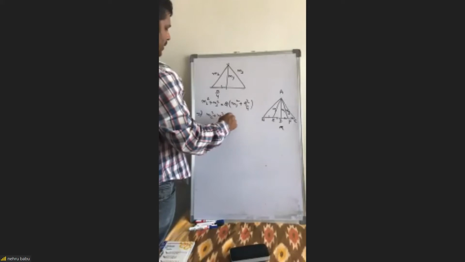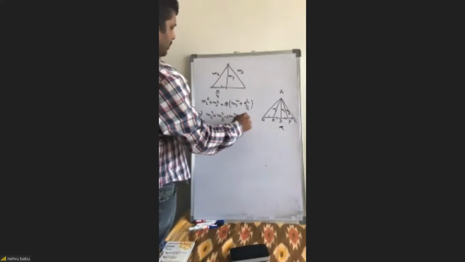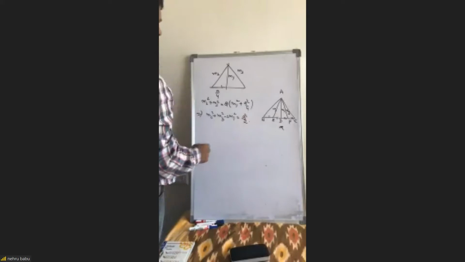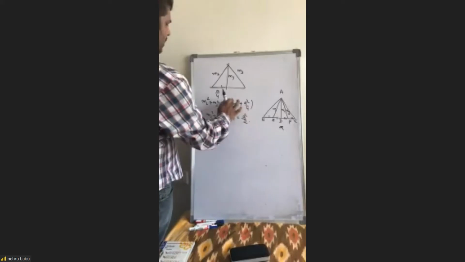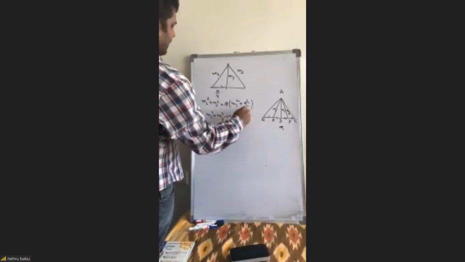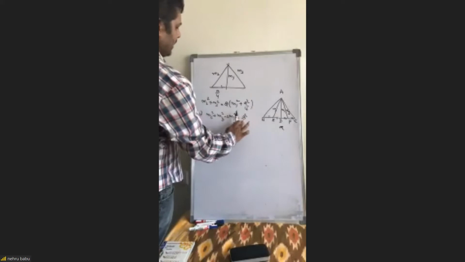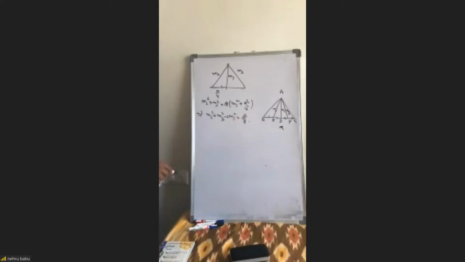So M2 square plus M3 square minus 2M1 square equal to 2 times (A by 4) whole square, so this is A square by 16 times 2, that is A square by 8. So M2 square plus M3 square minus 2M1 square equal to A square by 8. This is the relation between M1, M2 and M3.